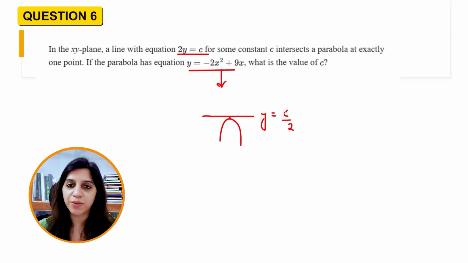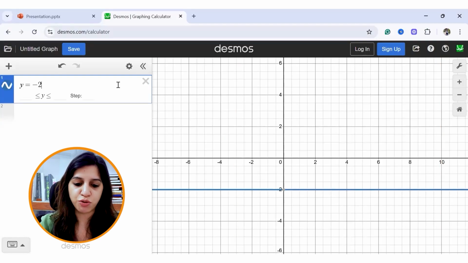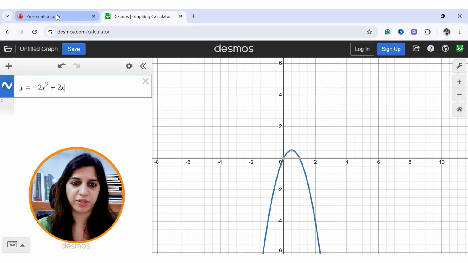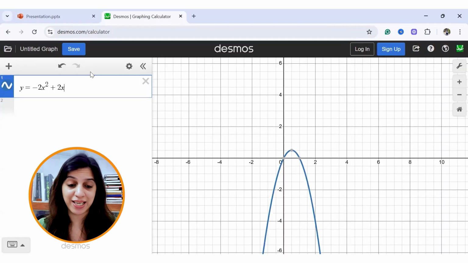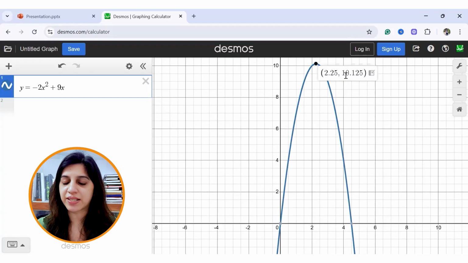So yes, we are going to go to Desmos. We're going to put this in Desmos and then see. So the equation of my parabola they've given is y is equal to minus 2x square plus 9x. I hope I put this correctly. Yes. So now I can see the vertex. The y coordinate of the vertex is 10.125.